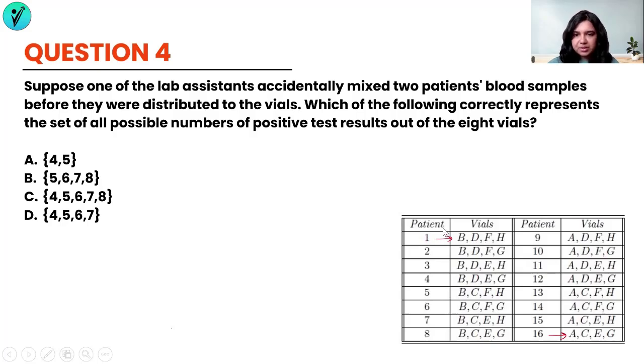between the two. Now, if patient 1 and 16's vials are mixed, how many of them will show up as positive? A will show up as positive, B will show up as positive, C, D will show up as positive, E, F will show up as positive, and G, H will show up as positive. Because they were mixed, and I'm considering one of them is positive, everything will show up as positive. That means I can have a total of 8 vials, all of them showing up as positive. Now, because this happens, we are looking at option C, which has a minimum of 4 and also has a maximum of 8. Therefore, my answer will be C and not A, B, and D.